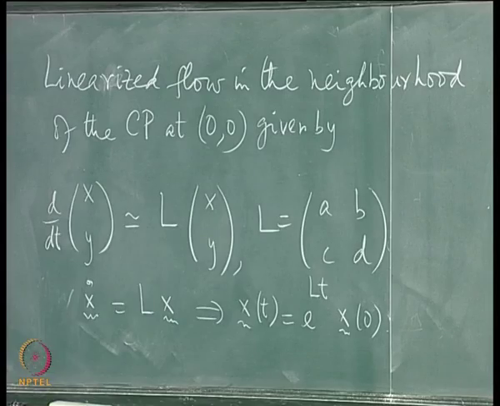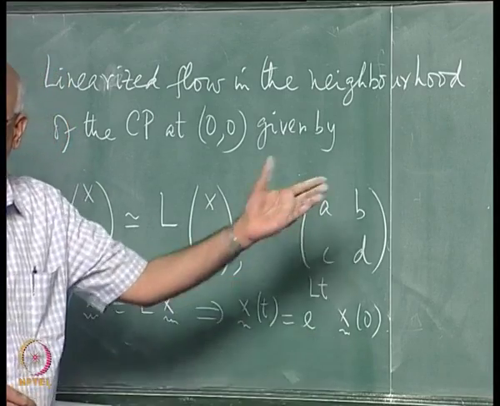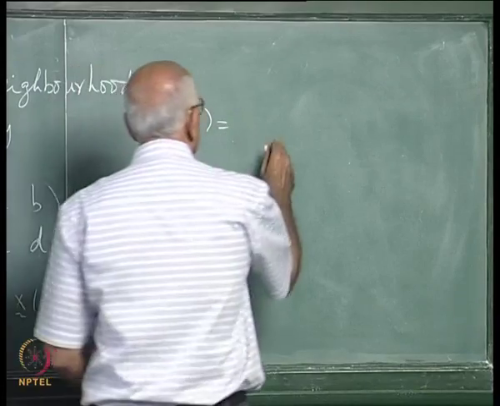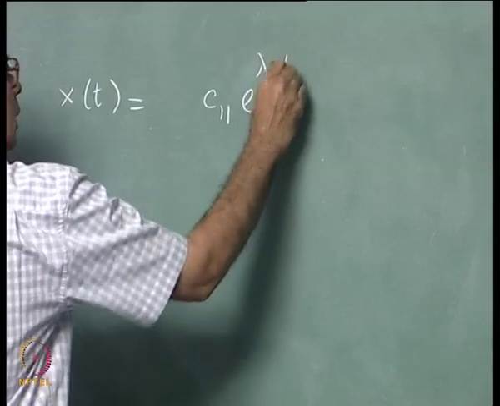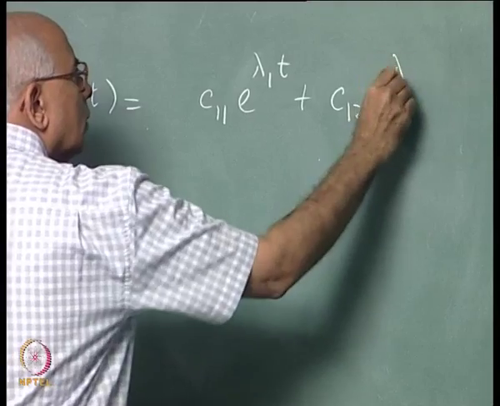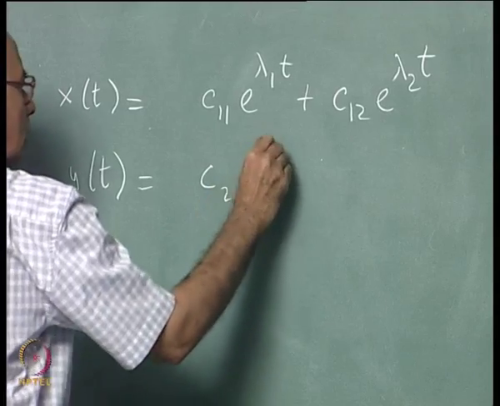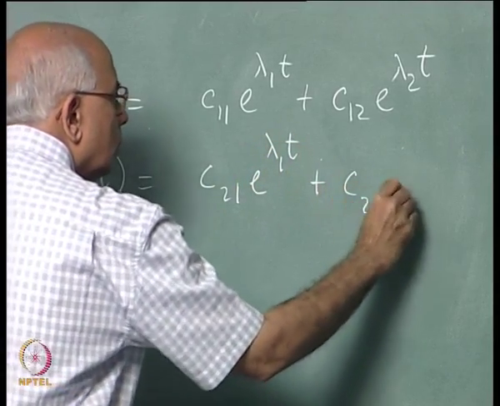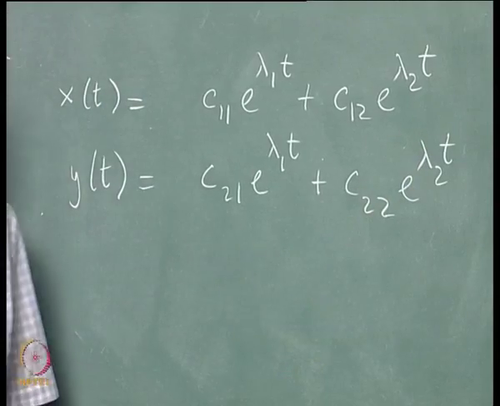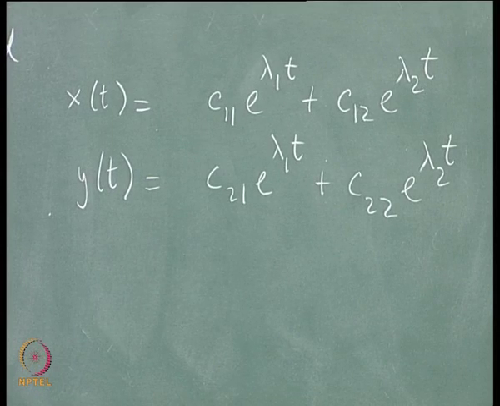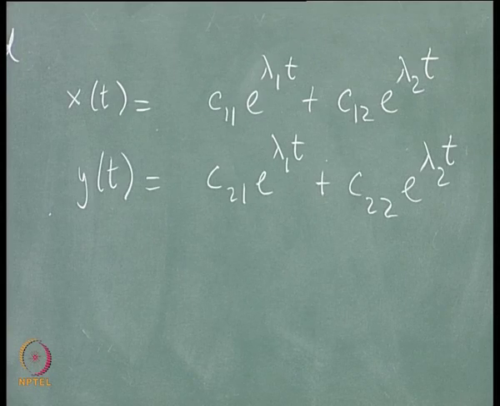So the general solution to this equation, and you can do this in one step, would involve something like x of t equal to some coefficient c11 e to the lambda 1 t plus c12 e to the lambda 2 t, and similarly y of t would be c21 e to the lambda 1 t plus c22 e to the lambda 2 t. In general, how would you find these constants c11, c12 and so on? What determines the constants? Initial conditions, absolutely.